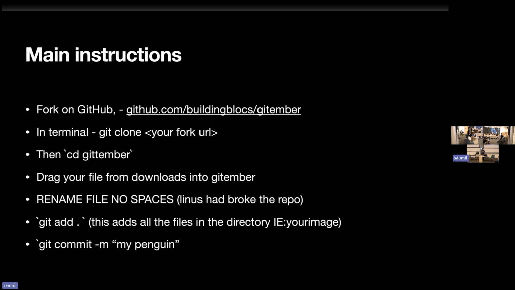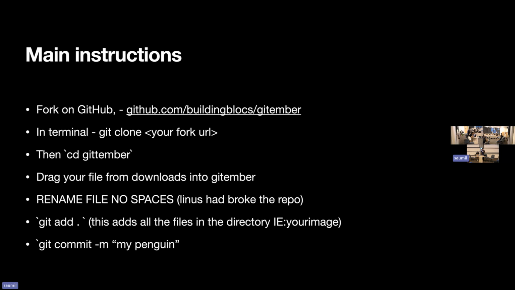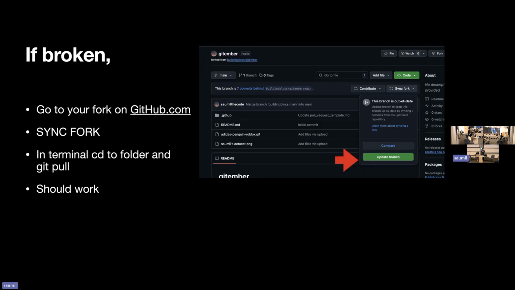Alright, how many of you have been victims of Linus? Like you can't commit or pull anything and can't see any of the other pictures in your local directory. Okay, so for you to fix it, go to github.com, go to your fork, and then on your fork, press the sync fork button. After you press this sync fork, then update your current branch, and then everything should be fine.